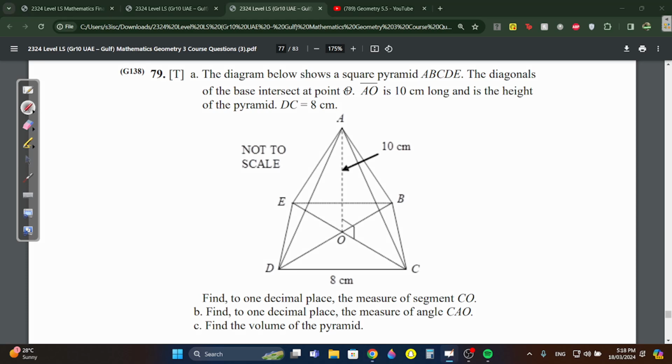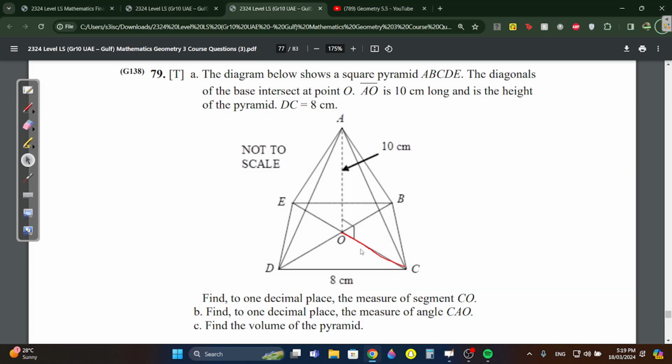I'm not sure. The diagram below shows a square pyramid ABCDE. The diagonals of the base intersect at point O. AO is 10 centimeters long, and is the height of the pyramid. And they said DC is 8. Part A. What's the measurement of segment CO? CO is over here.